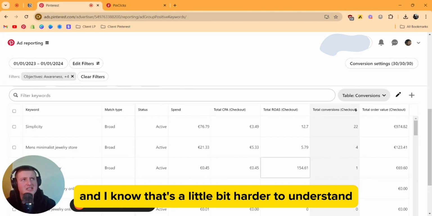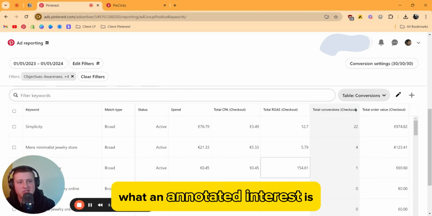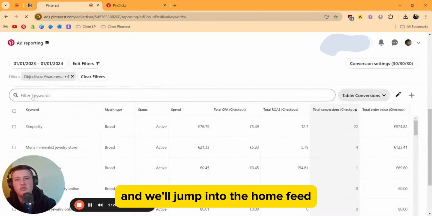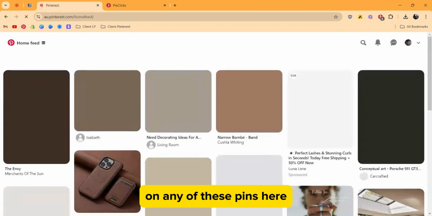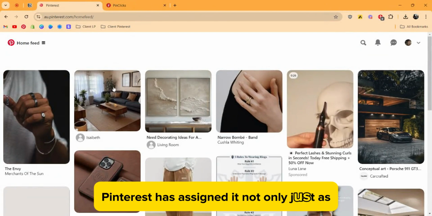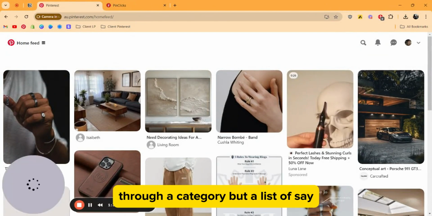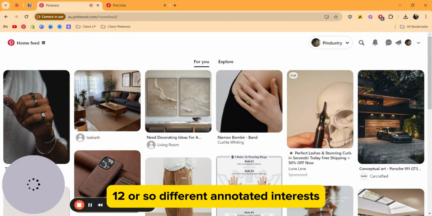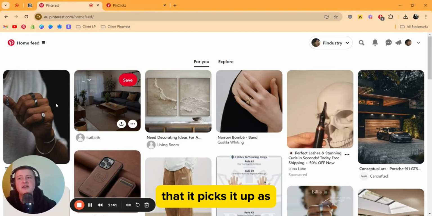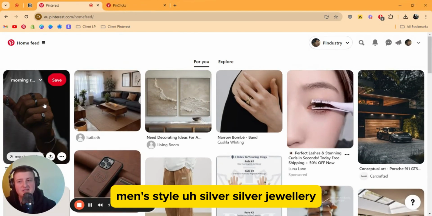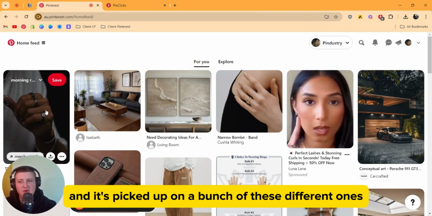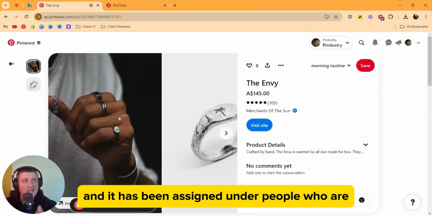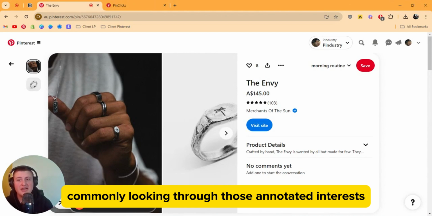And I know that's a little bit harder to understand, but you need to understand what an annotated interest is. Now, when you go into Pinterest, and we'll jump into the home feed, what you'll see is that on any of these pins, Pinterest has assigned it not only through a category, but a list of, say, 12 or so different annotated interests that it picks it up as. So on here, it's picked up probably men's jewelry, men's style, silver jewelry, men's fashion, things like that. It's picked up on a bunch of these different ones on this pin, and it has been assigned under people who are commonly looking through those annotated interests.